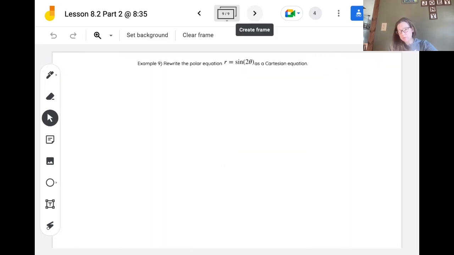All right, the last example. r is sine of 2 theta. Well, now we have a double angle, so we are going to need our identity sheet to help us out here so that we can rewrite it in terms of sine and cosine. We don't have within the Cartesian plane a definition for converting sine of 2 theta. We just have cosine and sine. So I'll use my double angle identity here to rewrite it.